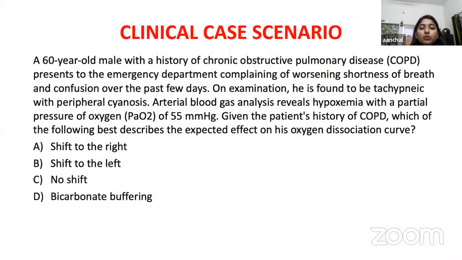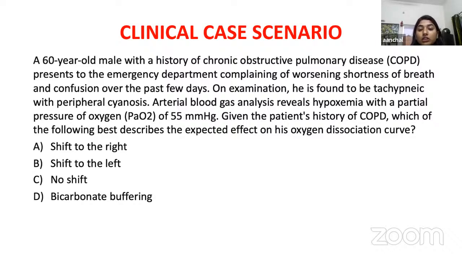Starting with the topic, today we have a clinical session, a clinical case scenario of a 60-year-old male with a history of chronic obstructive pulmonary disease, who presents to the emergency department complaining of worsening shortness of breath and confusion over the past few days. On examination, he is found to be tachypneic with peripheral cyanosis. Arterial blood gas analysis reveals hypoxemia with a partial pressure of 55 mmHg. Given the patient's history of COPD, which of the following best describes the expected effect on his oxygen dissociation curve?